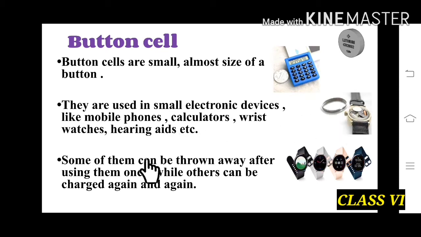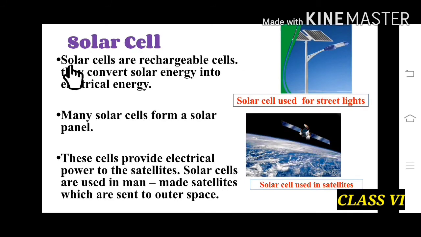Some of them can be thrown away after using them once. So some cells can be thrown away, whereas other cells can be charged again and we can use the cells. Solar cells are rechargeable cells. So in this picture you can see that there are two solar cells and they form a solar panel and they convert solar energy into electrical energy.